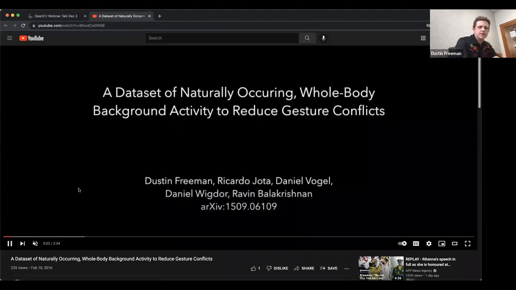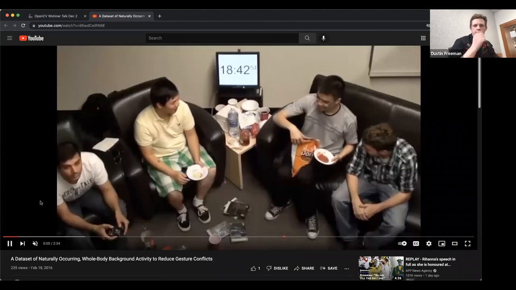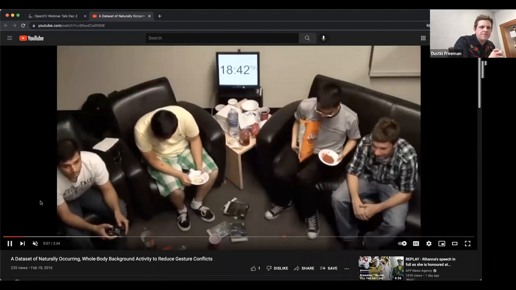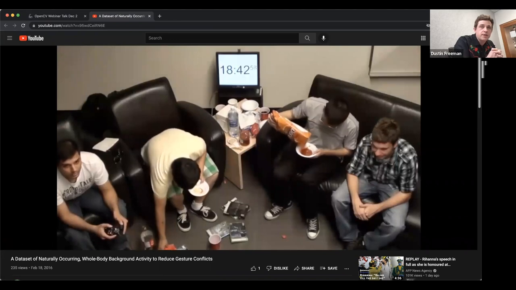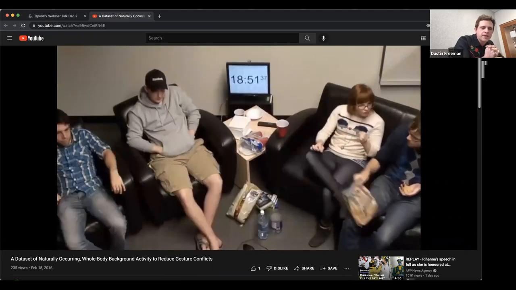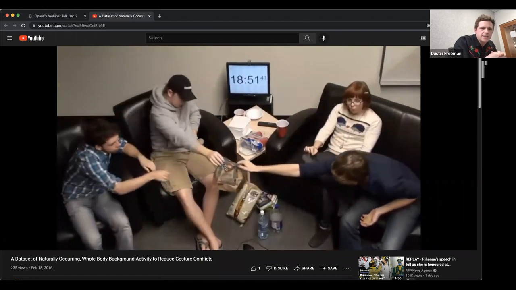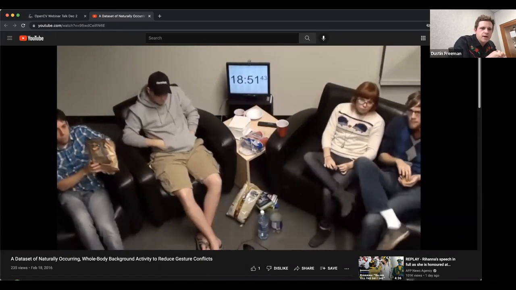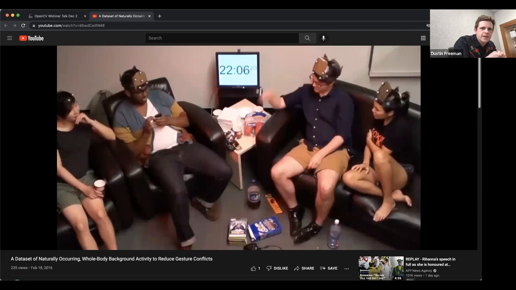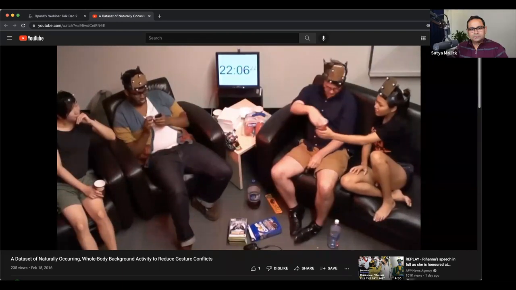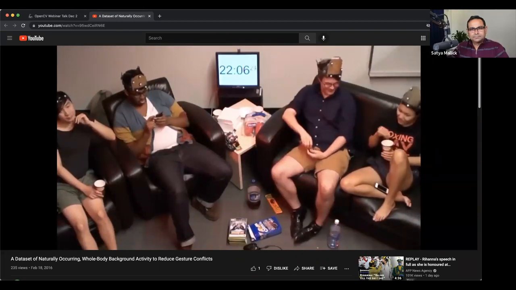Let's actually try to get the messiness of real behavior. So I built this lab setup. I gave people stuff to do. I brought in 13 groups of 4 people for a couple hours, gave them snacks. I put Kinects around them, and then every 30 or 90 seconds, I'd prompt them to do a specific gesture. Some of them I'd track with motion capture.